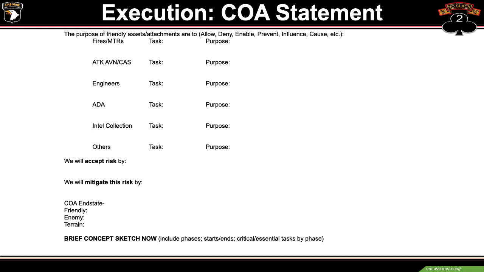And then again, course of action end state, talking about in relation to the friendly, enemy, and then the terrain. And then this would be briefed off a concept sketch. We already talked about overlays and general mission graphics. So this is where that would be shown, showing the phase lines, showing the mission graphics on a map with the overlays.